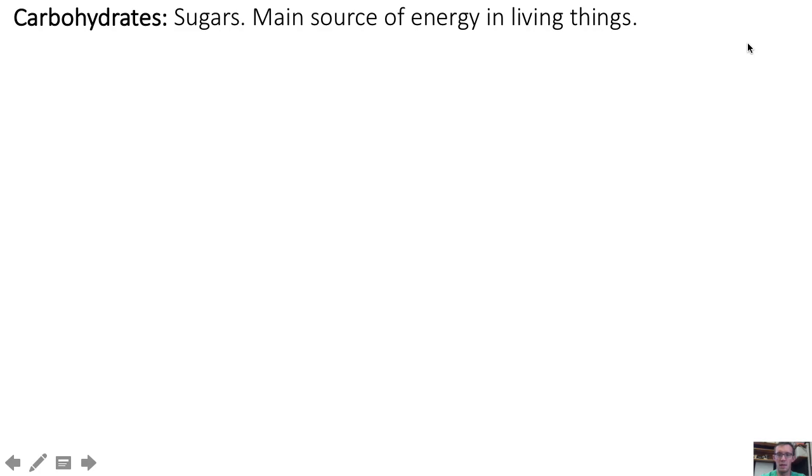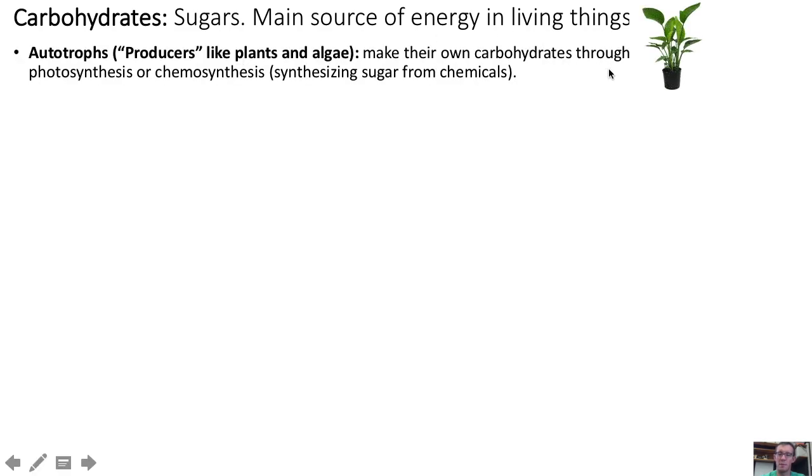Now, most sugars are made by the organisms at the bottom of the food chain, autotrophs. So this would be things like plants doing photosynthesis, or in some environments at the bottom of the ocean without light, being made by bacteria that can do chemosynthesis. That is, they can turn chemicals into sugar.